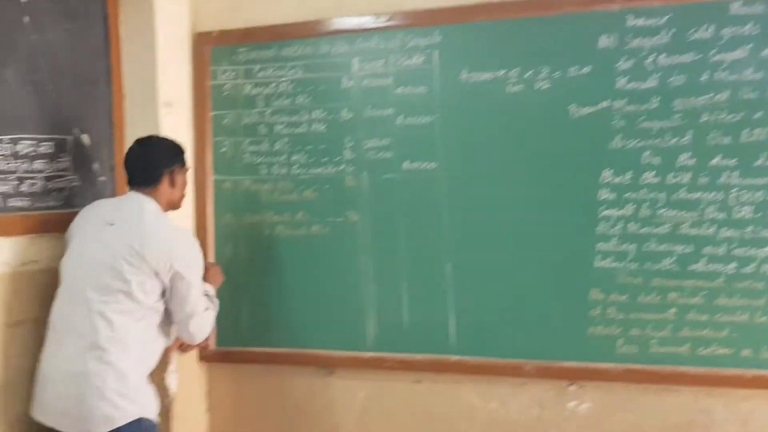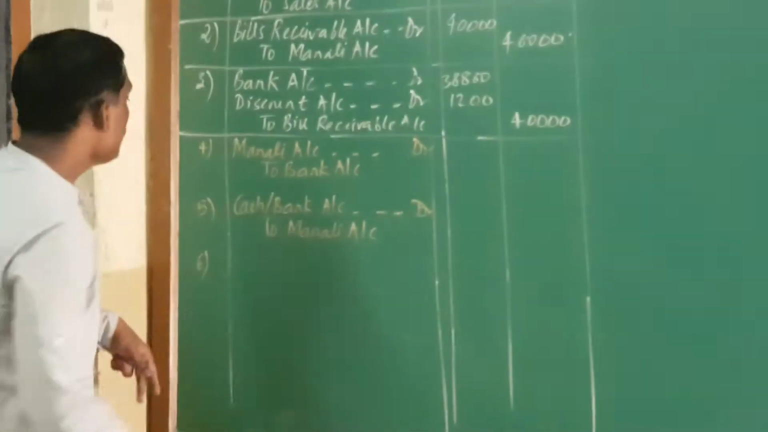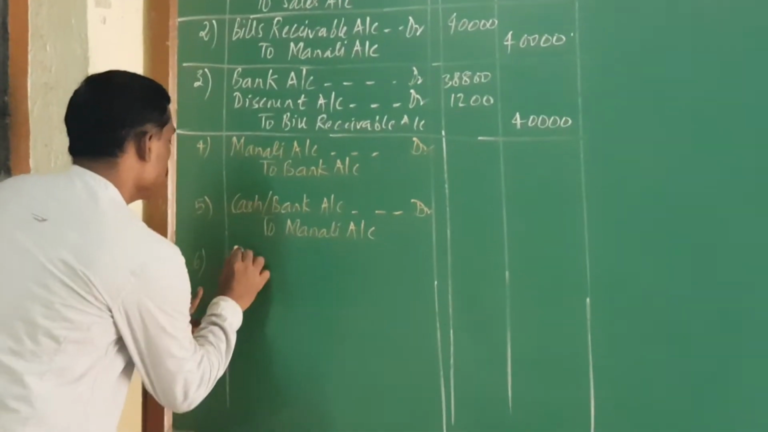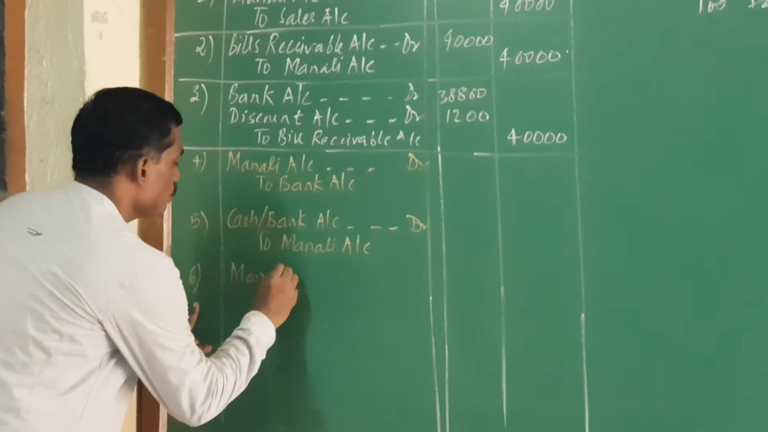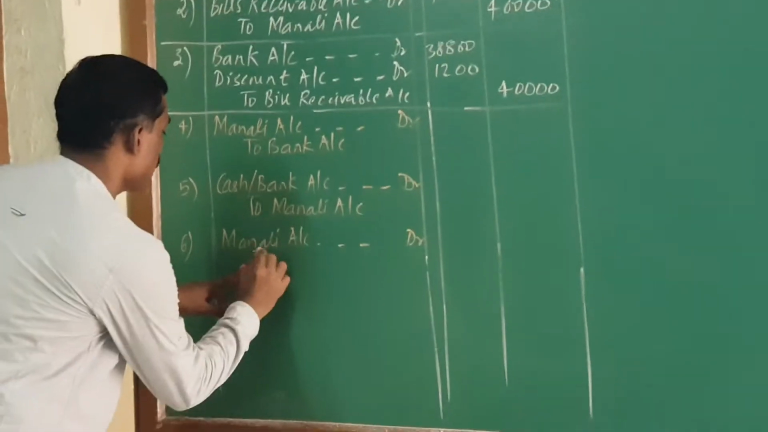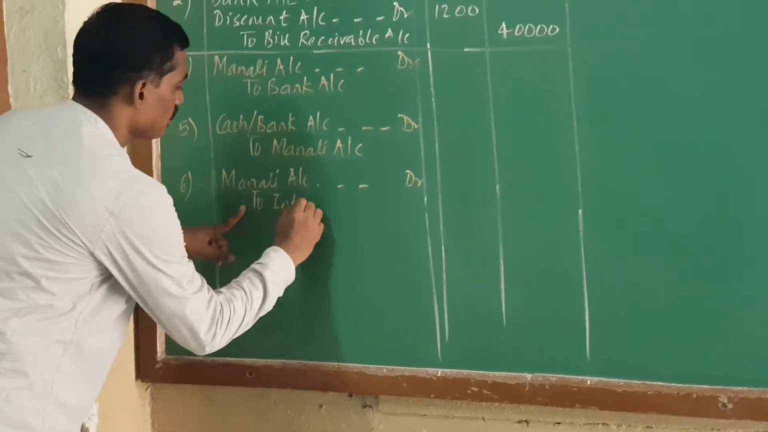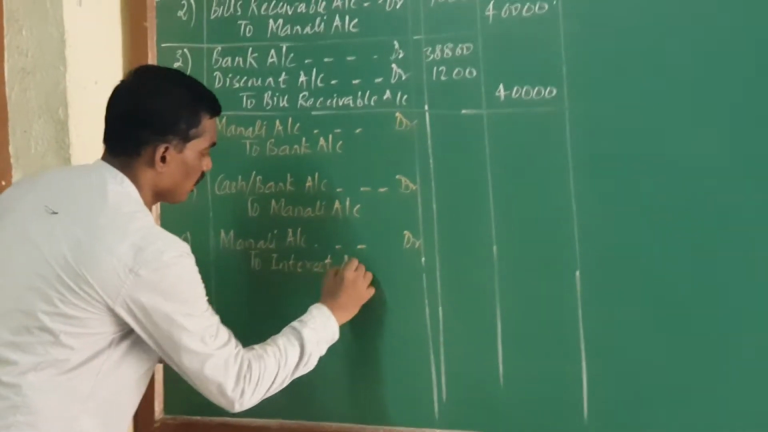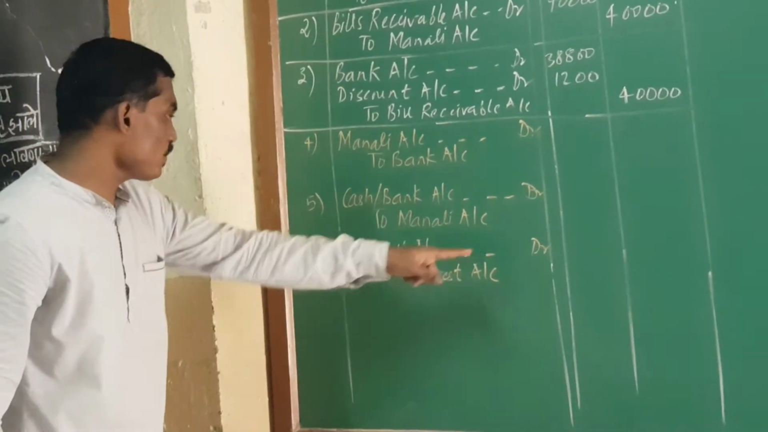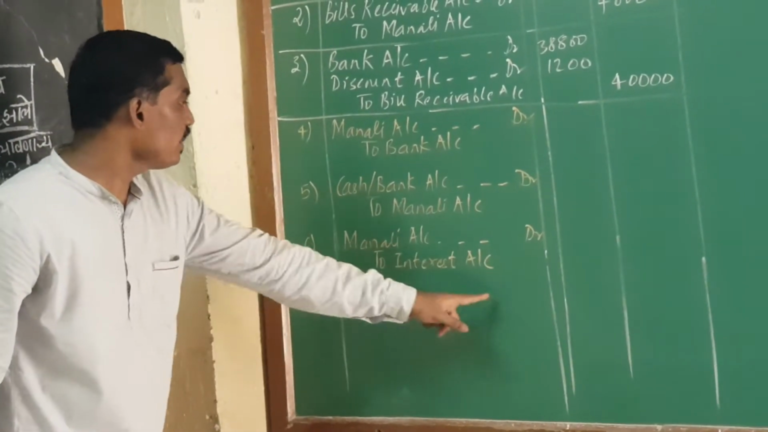Then next is what? Then after part payment, interest charging. Next entry is of interest charging. So interest charging is the drawee account debit to interest account. So drawee is Manali. Manali account debit to interest account. So that is the next entry of charging of interest. Drawee account debit to interest. Manali account debit to interest account.